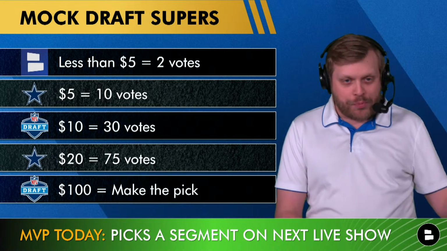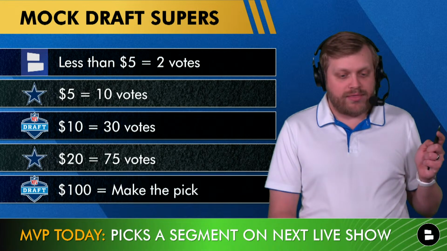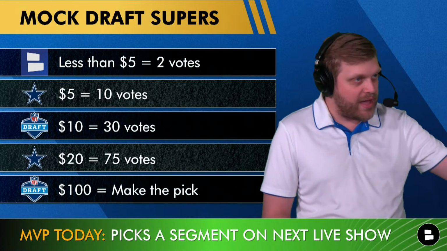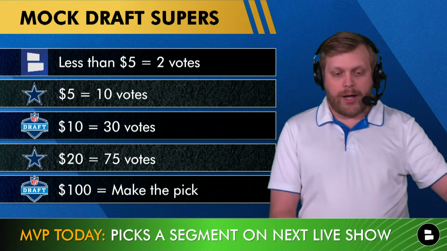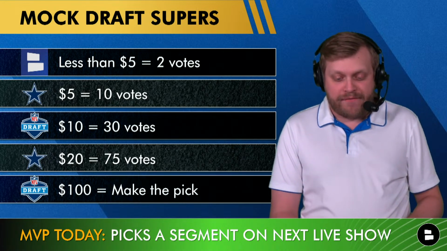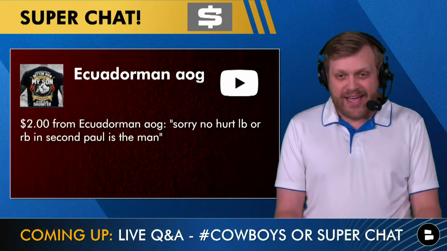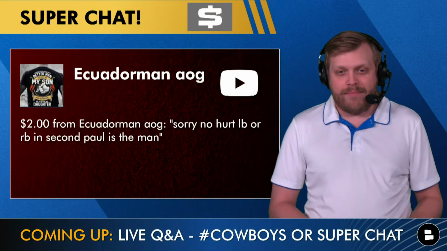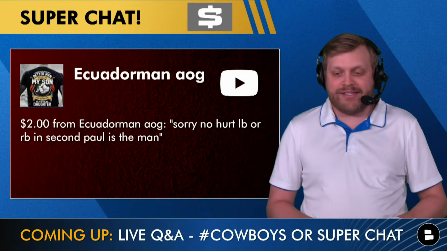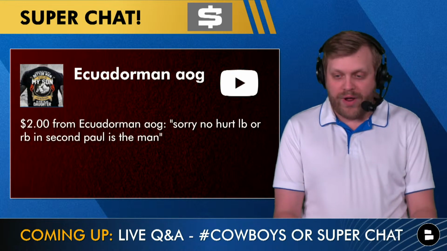We have some more super chats we'll get to here. I think let's save Marks and the center Ecuador man for the Q&A cut. But Ecuador man has done his super chat vote in favor of Patrick Paul. He says, sorry, no hurt running linebacker or back in the second. Paul is the man. It is going to be a very narrow race here.